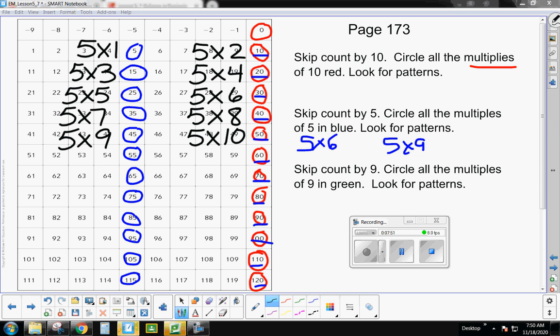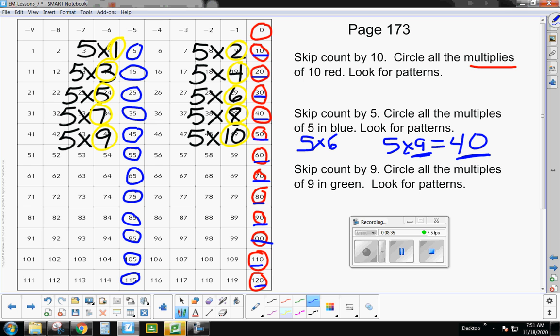And hopefully what you noticed is anytime I was multiplying by an odd factor, so 1, 3, 5, 7, 9, that's when my product ended in 5. Anytime I was multiplying by an even factor, 2, 4, 6, 8, 10, then my product ends in 0. So that's going to help me to know sometimes if I make a mistake. Like if I think that 5 times 8 equals 80, or equals 40, I know that, oh, I must have made a mistake because when I'm multiplying by an odd number, my product should be odd.